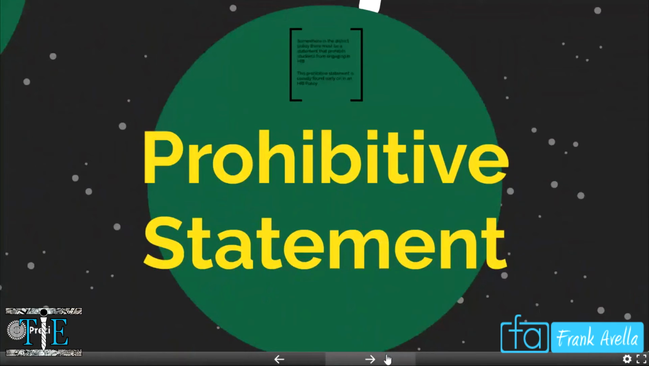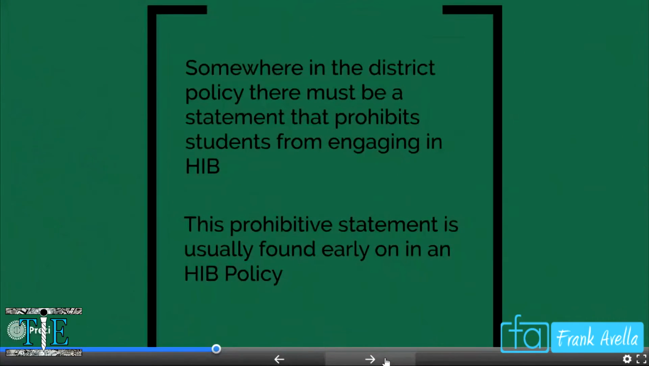There also must be a statement prohibiting HIB. Somewhere in the district policy, this statement has to be visible. Usually it's at the very top, and usually it's the first one.